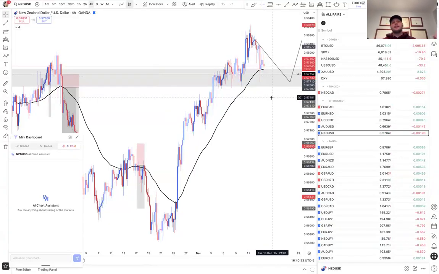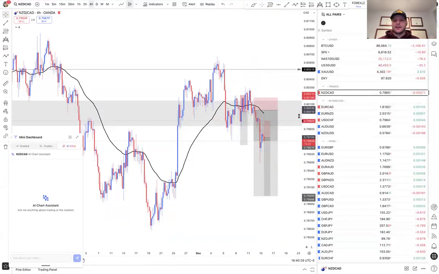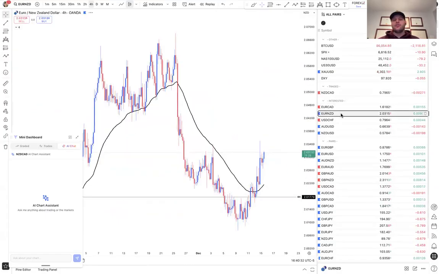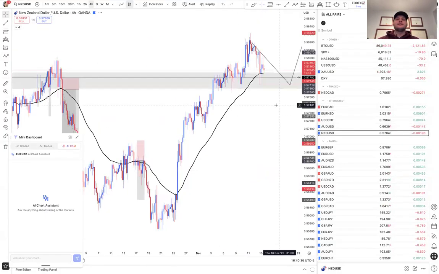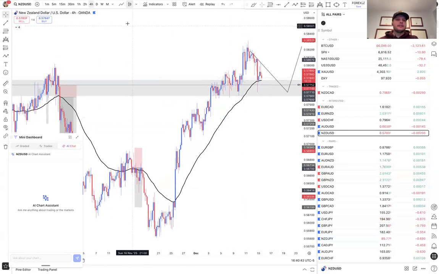Another thing to note is the very aggressive moves that NZD has had recently, right? So NZD CAD, very aggressive sell, pullback, sell. Euro NZD, very aggressive buy, pullback, buy. And then finally, NZD USD, very aggressive sell, pullback, sell. So all things are leading to sells, in my opinion.